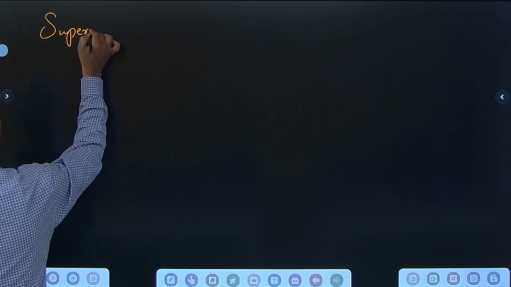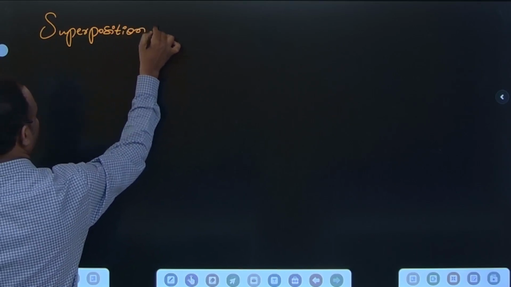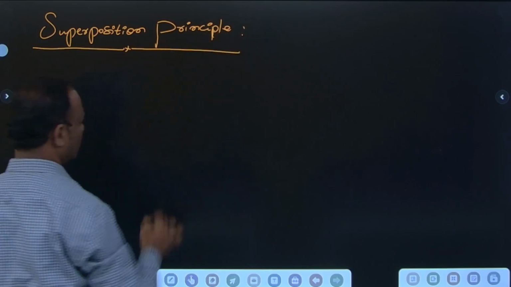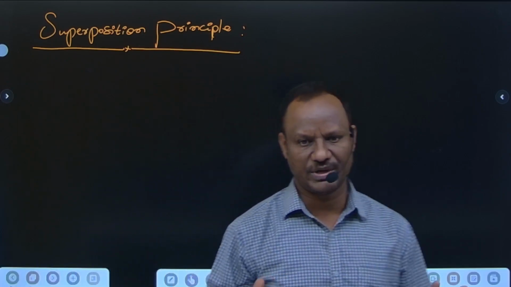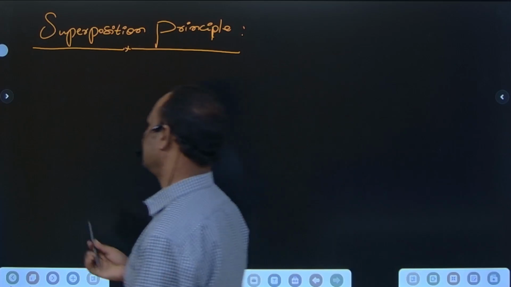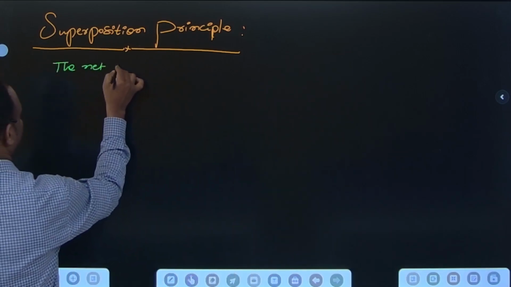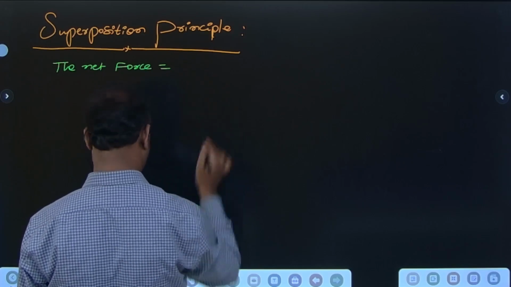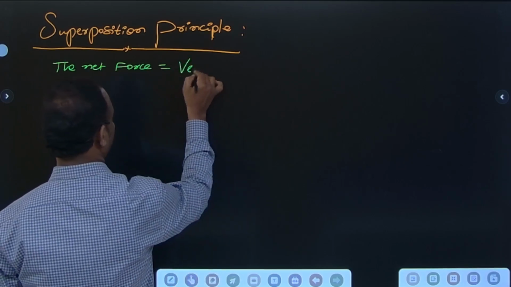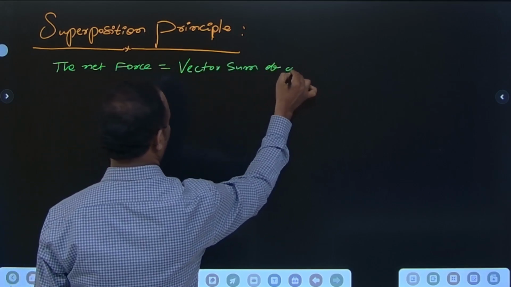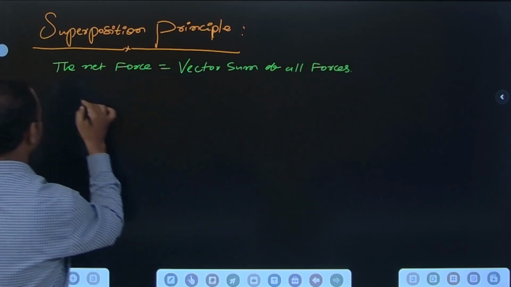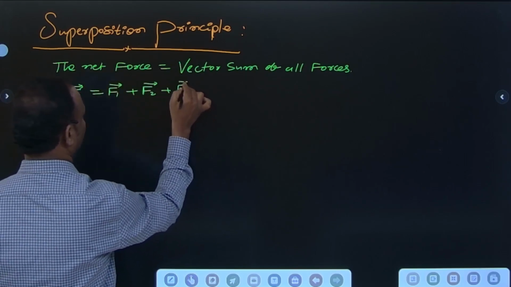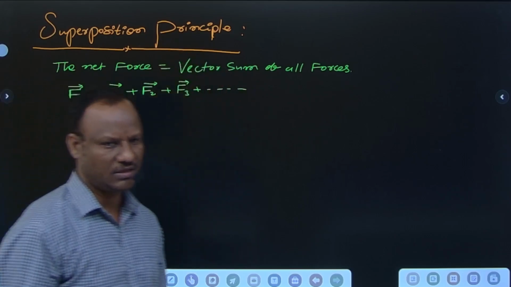So what is the superposition principle? It's just algebraic: the total force is equal to the algebraic sum of all the forces. Or better, the vector sum of all the forces. It means F bar is equal to F1 bar plus F2 bar plus F3 bar, and so on, like this.